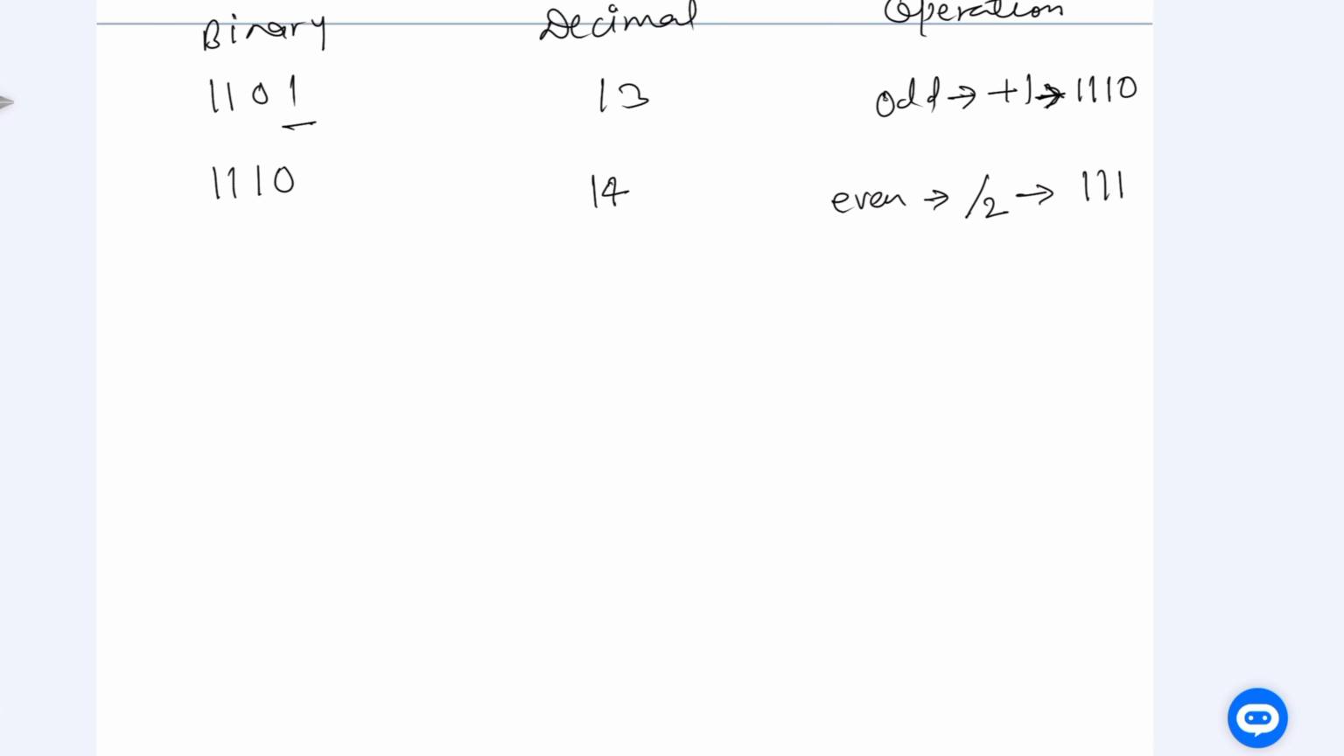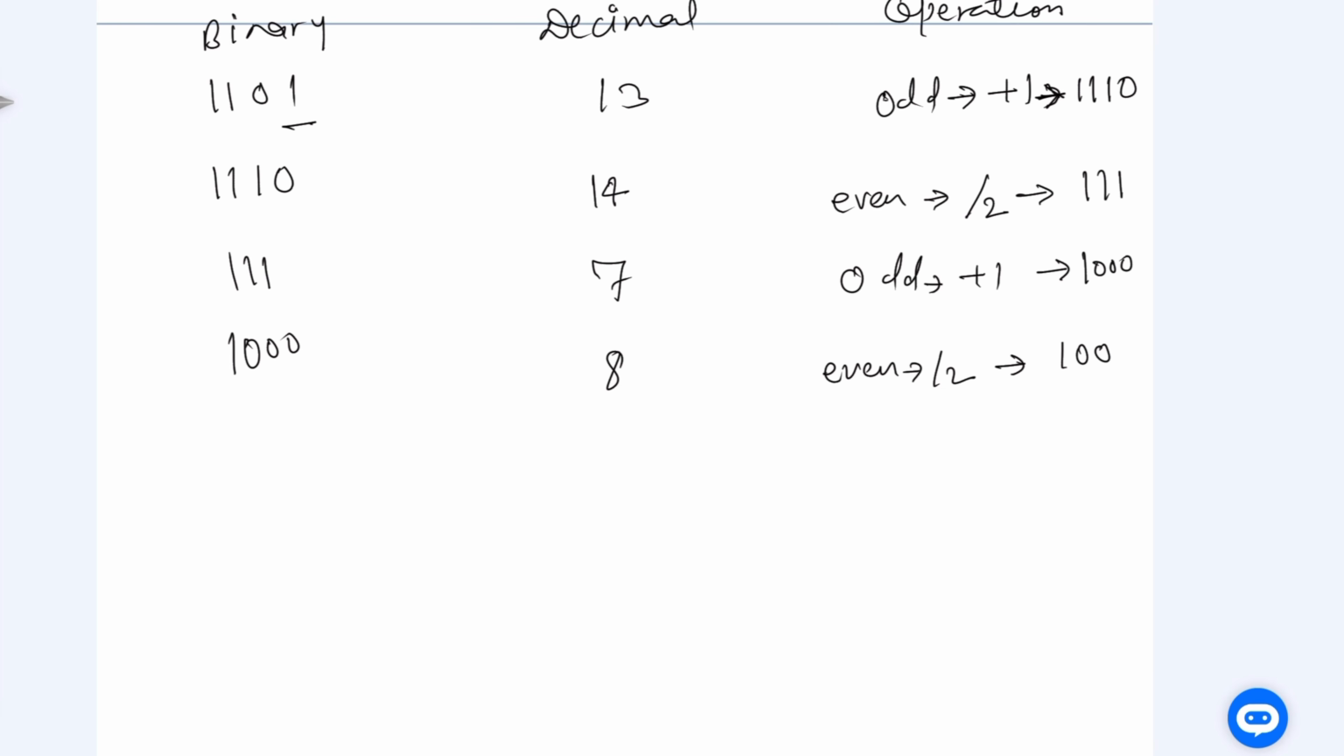Now we have the binary 111, which is 7 in decimal. 7 is an odd number, and for odd you just need to add 1 bit, so it becomes 100, because this is 8. Then 8 is an even number, so we divide by 2, and it becomes 4, which is 100 in binary.